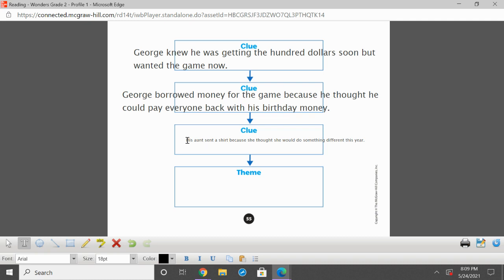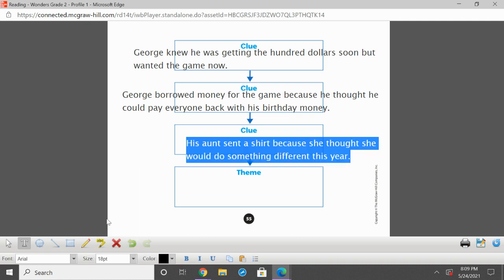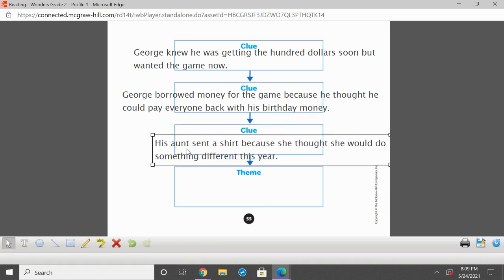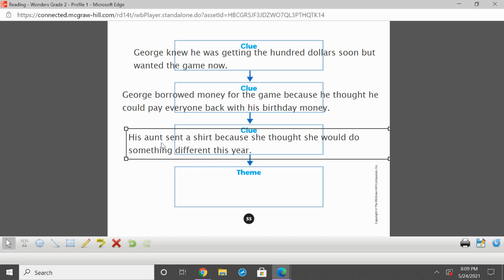So now George assumed that he was getting this money, and now he borrowed all this money from people and has no money to pay them back. So that's kind of his issue, right? So go ahead and if you need to, pause me so you can write the third clue down. His aunt sent a shirt because she thought she would do something different this year. Go ahead and pause me and fill in that third box.